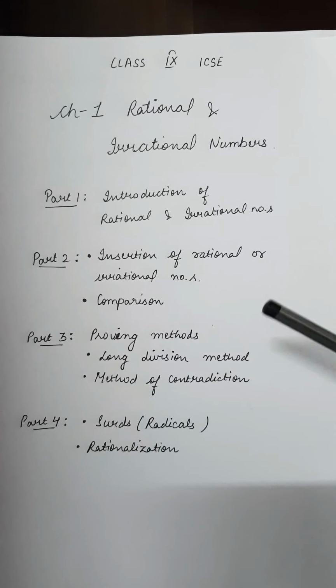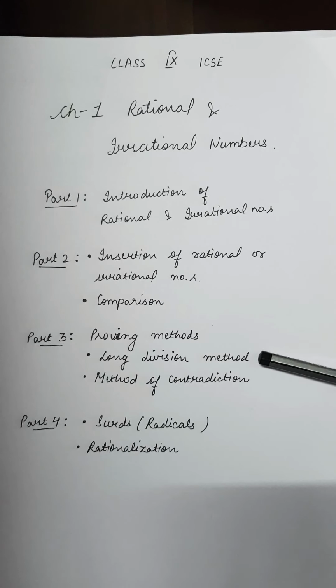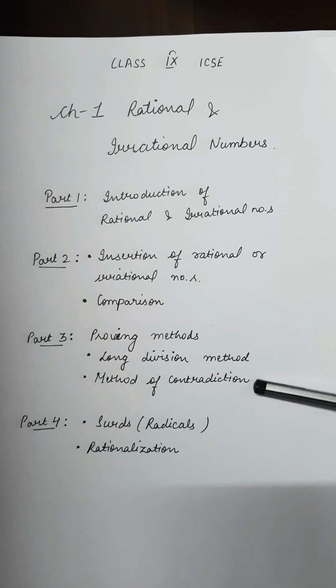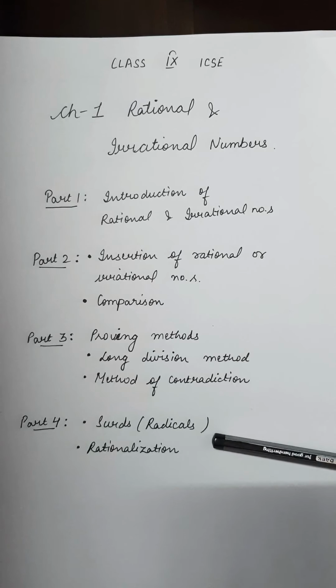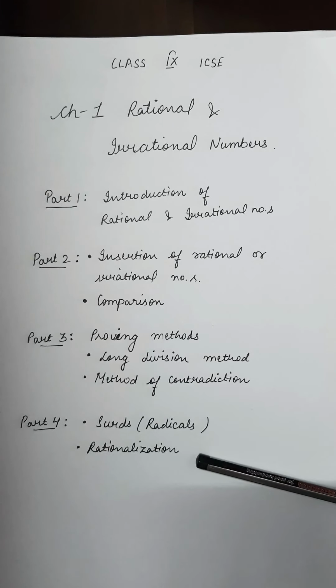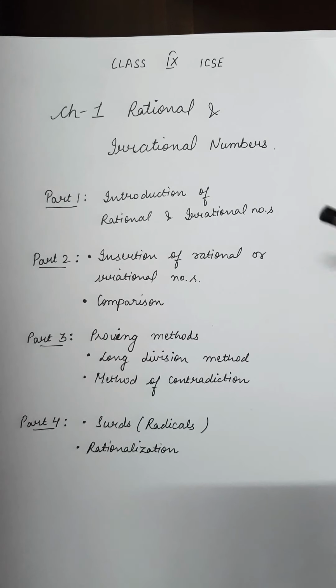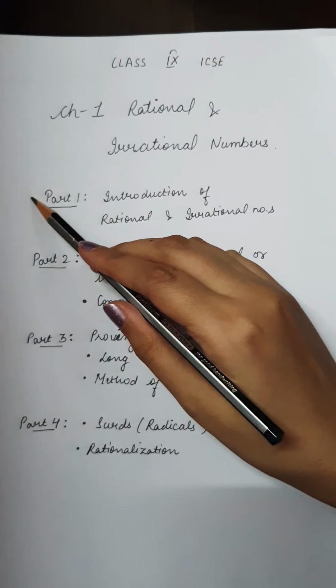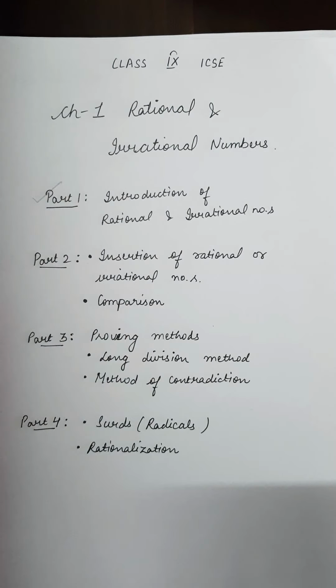In third part, we will prove whether a particular number is rational or irrational by the following methods. In part 4, we will understand surds or radicals and rationalization. So the whole chapter has been divided into 4 videos. So here we are starting with the very first part of the video. So let us start with the introduction of rational and irrational numbers.